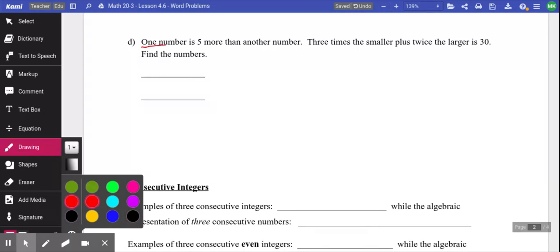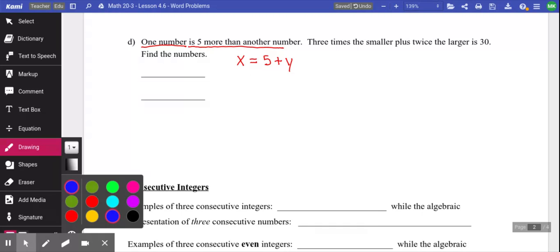It says one number. We don't know that number, so we're going to say x, is 5 more than another number. Is means that it equals. 5 more would be adding another number. So x equals 5 plus y. This is the same problem we had in the last question. We got one equation with two different letters, so we can't solve it yet until we read our second sentence and build a second equation.